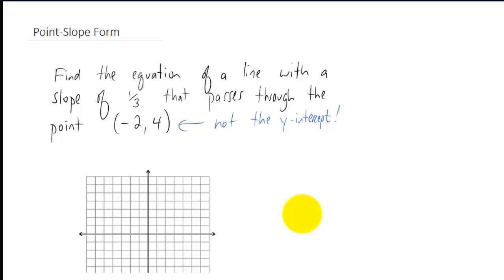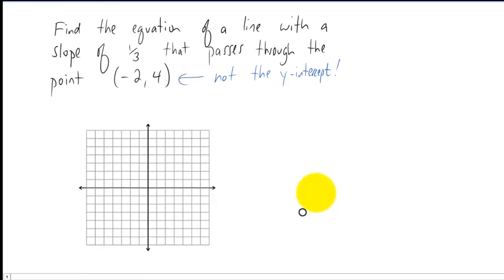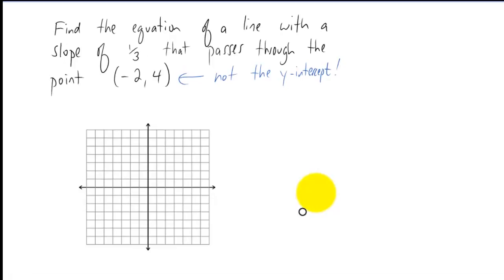In the last video we talked about slope-intercept form. In this video we're going to talk about point-slope form. And I'm going to start with a question. Find the equation of a line with the slope of 1/3 that passes through the point -2, 4.